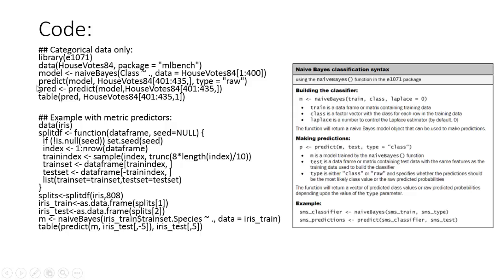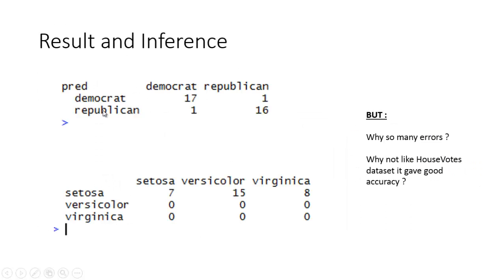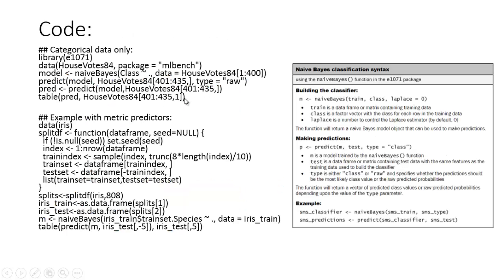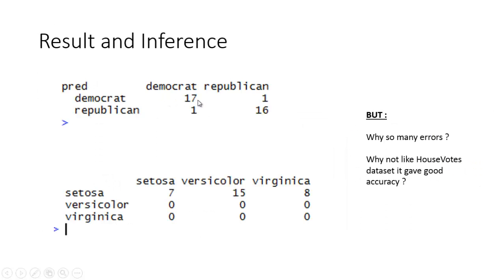So I have my model, then I predict using the predict command simply. Then I store the predictions in a pred variable. Then I compare the accuracy of the model using table of pred and households 84. So this is simple. The result is like this. I have the predicted Democratic and Republic, and the original Democratic and Republic. I have taken 35 observations for testing. Out of these 35, I got a total of 17 Democratic correct, and 16 Republic correct.